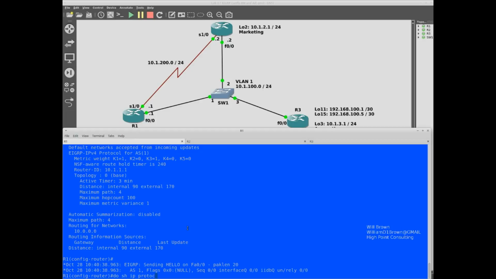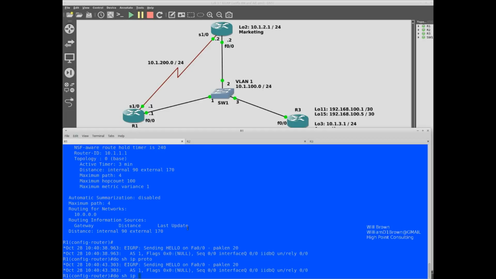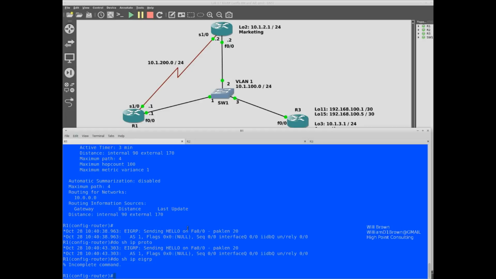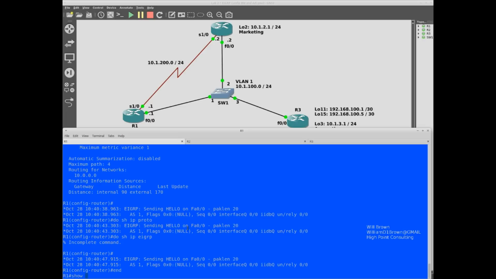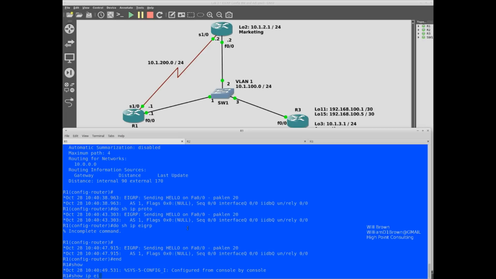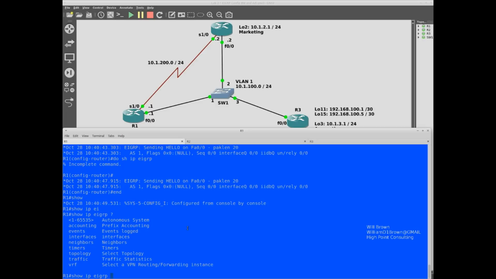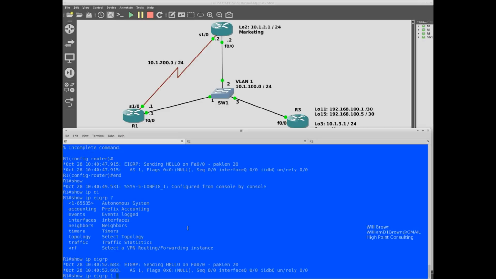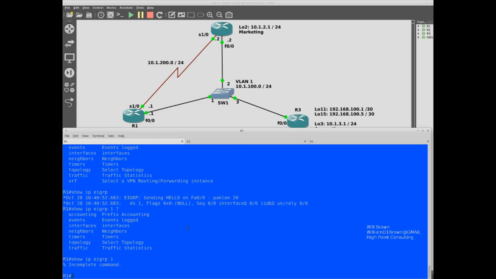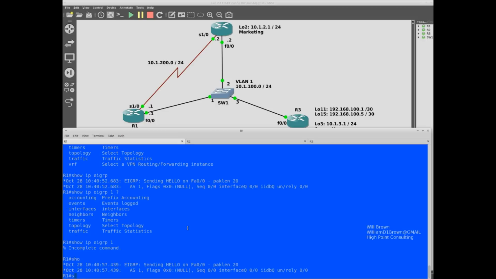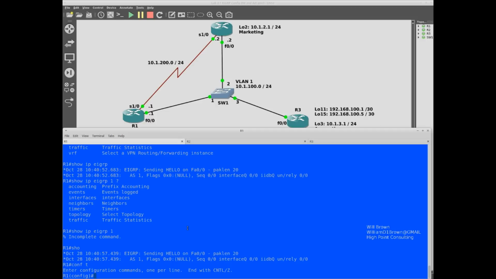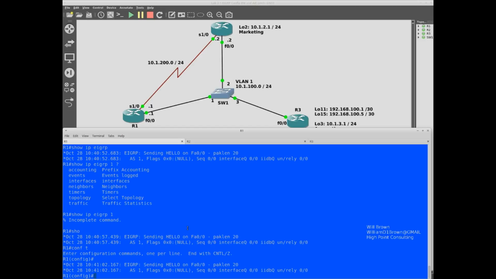Oh, actually, no, wrong command. Do show IP EIGRP. Right, I'm breaking myself. Let me stop. I know what I want to do, but I don't want to do it here. I didn't turn off debug, so the hellos are still flowing.